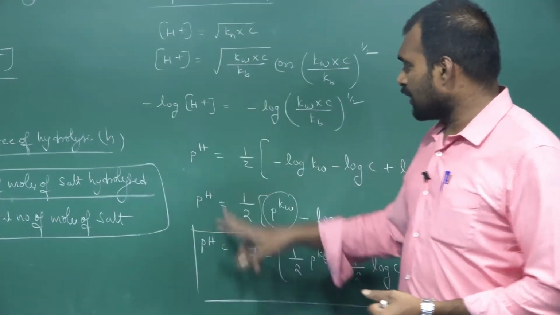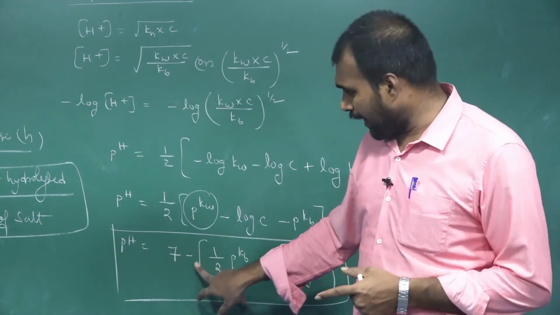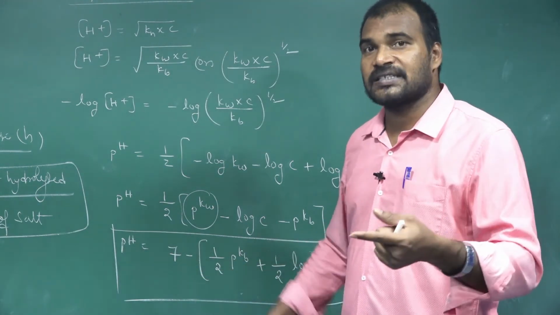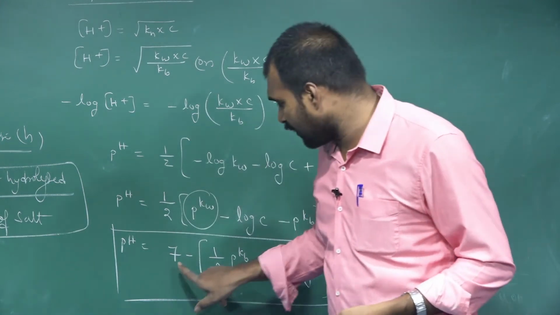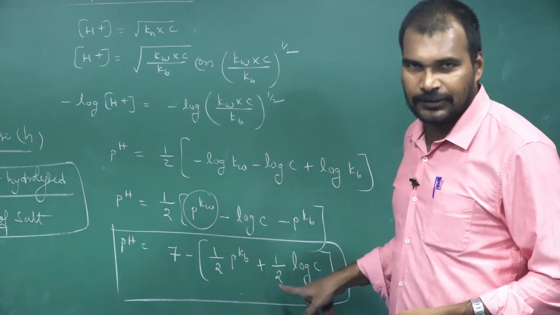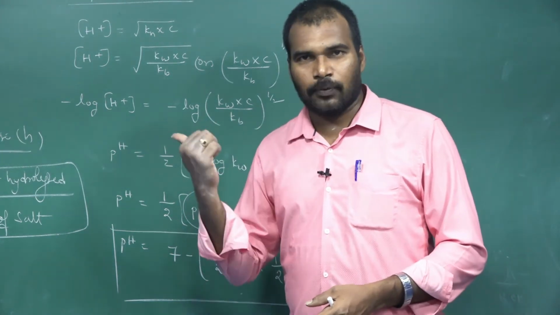Finally, the pH is equal to 7 minus, remember that, minus. Why? Because the resulting solution is acidic, so in order to become acidic, pH should be less than 7. That is why 7 minus half of pKb plus half of log C. So this is the formula that we use to calculate the pH of the above solution.